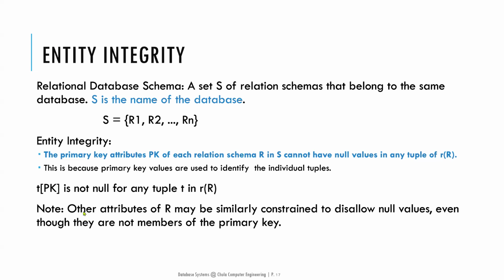Now, however, I put a note here. It says other attributes of R may be similarly constrained to disallow null values, meaning that, of course, the primary key cannot be null, but you can choose other attributes, although they're not primary key, and set them as not null. That is doable as well.